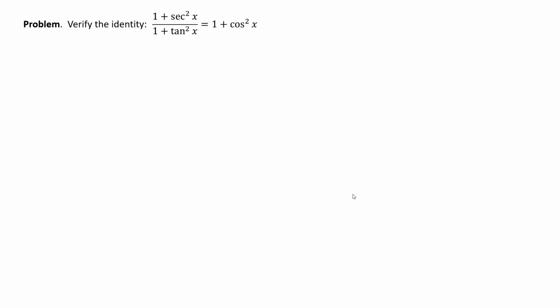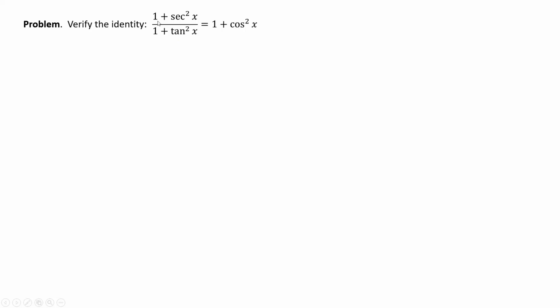1 plus secant square x is equal to 1 plus tangent square x. There are many ways of doing this, but I don't know how I did this. Right now, as I look at it, I'm thinking, that should be a piece of cake. Because there is an identity that says 1 plus tangent square x is secant square x.